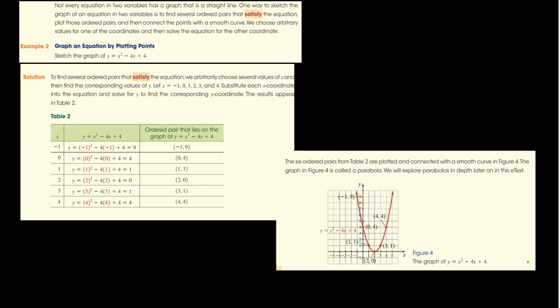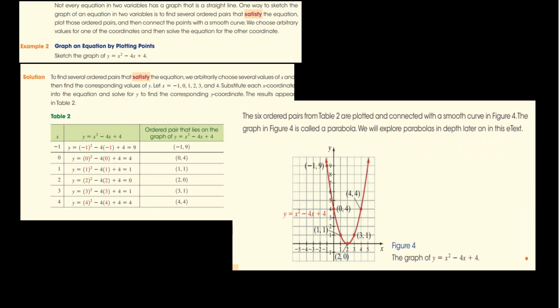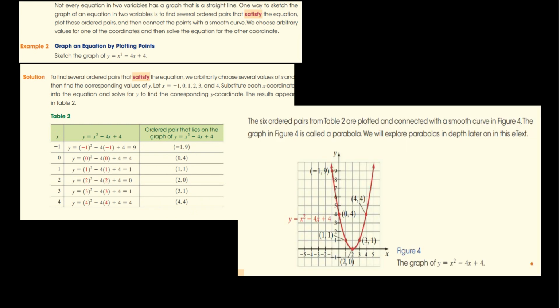All right. Once we just have a bunch of ordered pairs, we can begin to plot those on the coordinate plane. So when we plot (-1, 9), let's make this a little bigger. Okay. So whenever we plot (-1, 9), again, -1 tells me we go to the left 1 unit, and positive 9 tells me we go up 9 units. And then we plot the point (0, 4), so we don't go anywhere on the x, but we go up 4 units. (1, 1), (2, 0), (3, 1), (4, 4). So all the points are here.